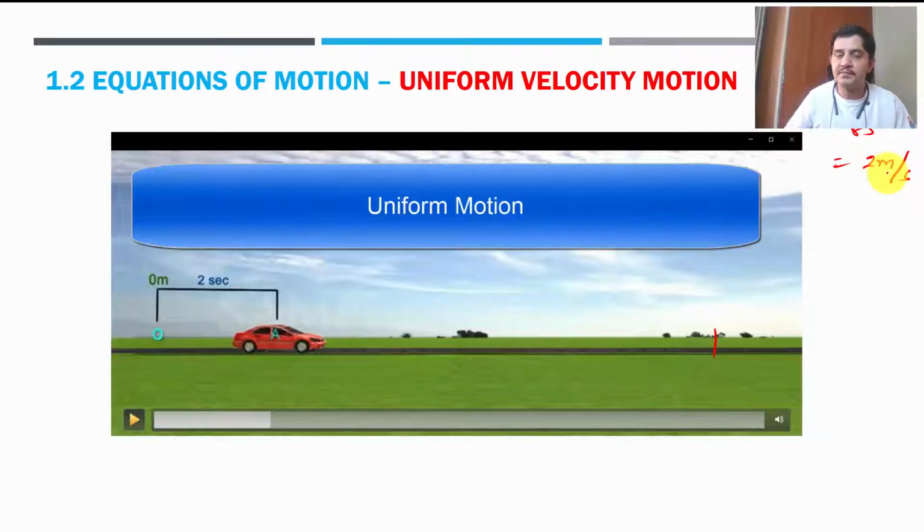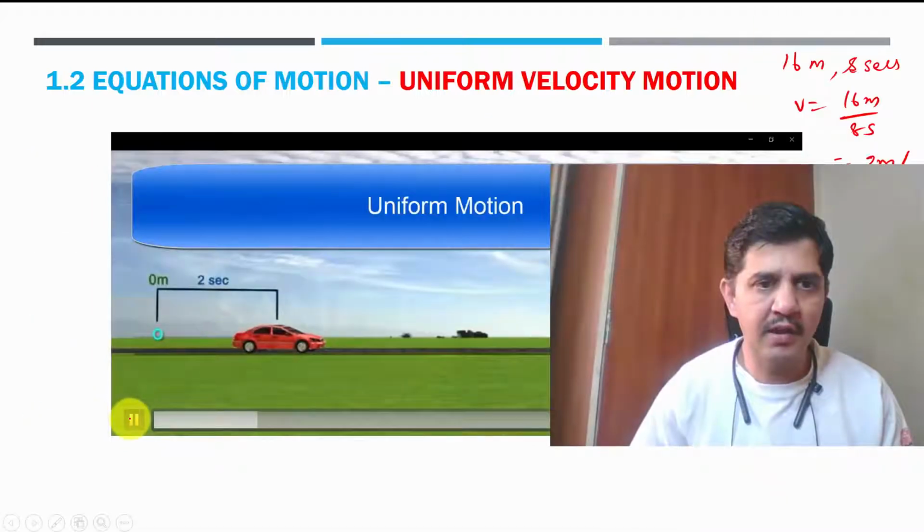Then now let us look at, just a moment. Okay, now you observe that the car has traveled from O to A, a distance of 4 meters.